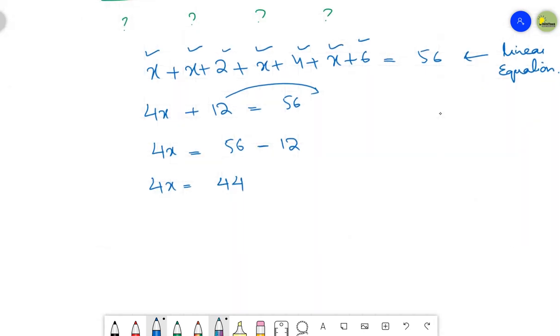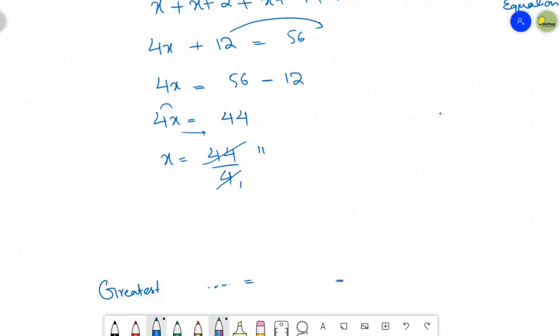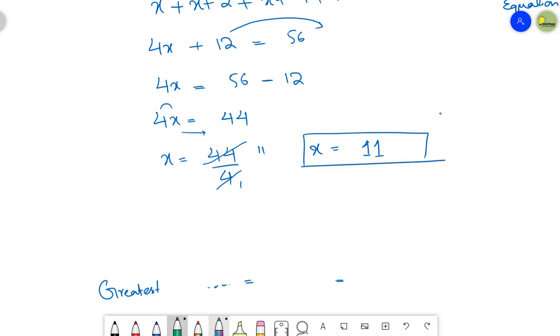After that, just divide 44 by 4. Why? Because 4 is multiplying over here, and when it shifts to the other side of the equation, it will be divided. So 4 ones are 4 and 4 elevens are 44. So the value of x that is calculated from the given linear equation is x equals 11.